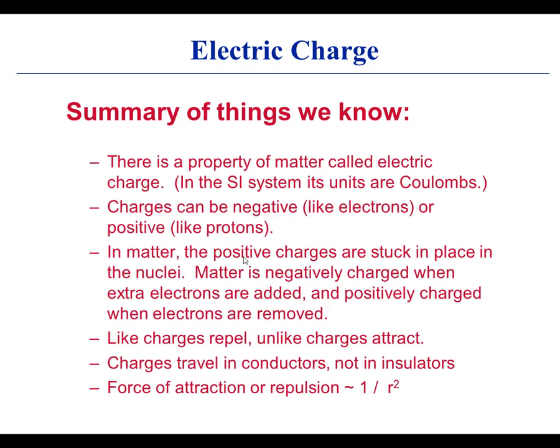This is a summary. There is a property of matter which is called electric charge. The unit of electric charge is the coulomb. Charges can be negative or positive. Electrons have negative charge. Protons have positive charge. The positive charges are stuck in the nuclei. Matter is negatively charged when extra electrons are added and positively charged when electrons are removed. Like charges repel, unlike charges attract. Charges travel in conductors, not in insulators. And the force of attraction or repulsion is inversely proportional to the square of the distance between charges.